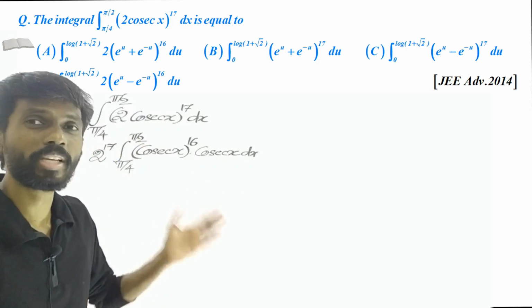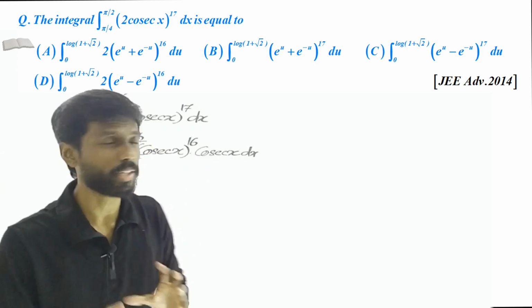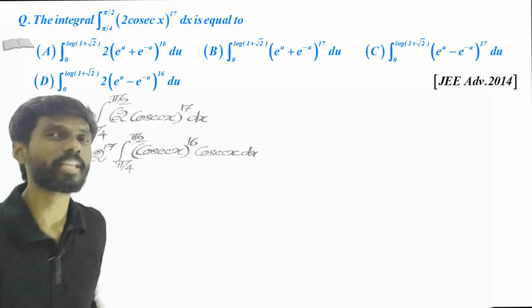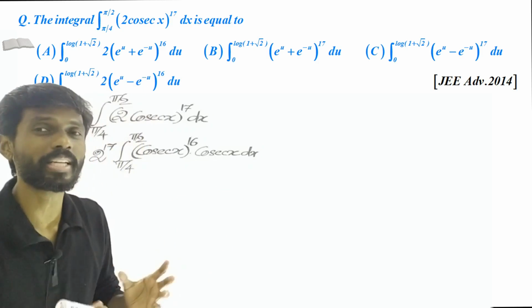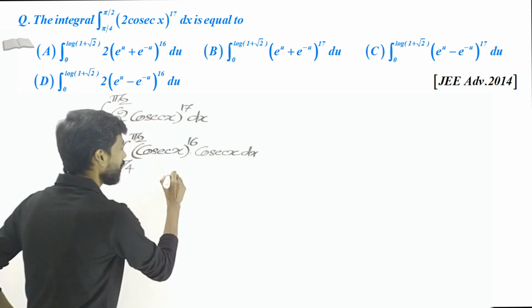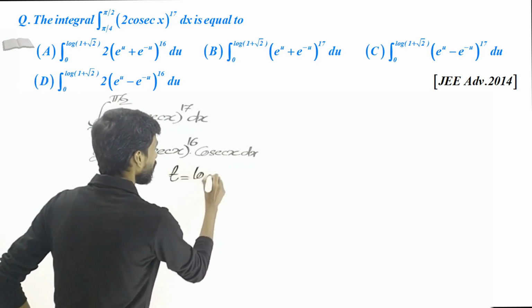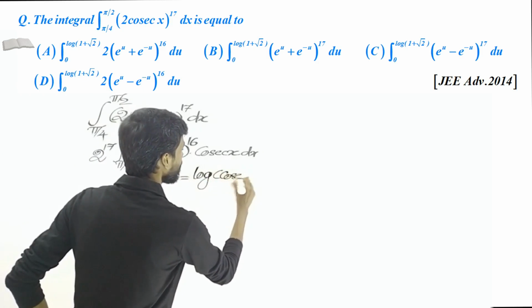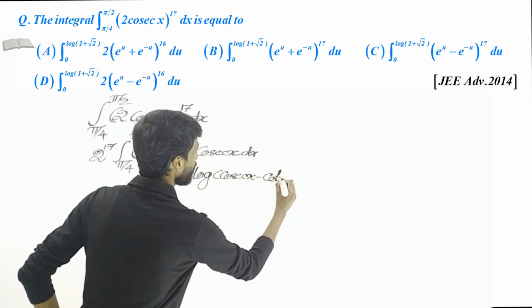Whose derivative is cosecant x dx? So which function has derivative cosecant x dx? We know the integration of cosecant x, right? That is log of cosecant x minus cot x. So let us take that as t. So t is taken as log of cosecant x minus cot x.